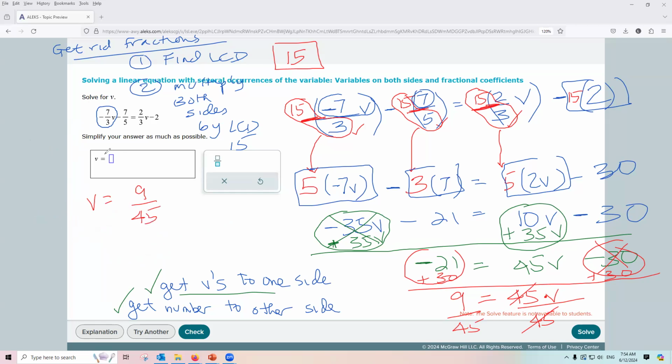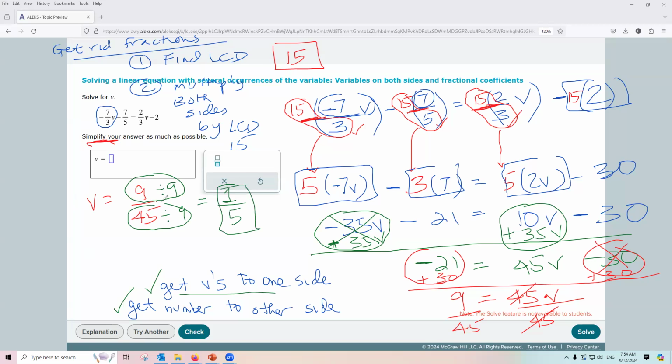Now, I'm not done yet because I'm noticing it says simplify your answer. And I'm noticing that 9 can evenly divide into both top and bottom. So I'm going to divide the top by 9 and the bottom by 9. This is one way to simplify fractions. On the top, 9 divided by 9 is 1. On the bottom, 45 divided by 9 is 5. So here's my answer, 1 over 5.